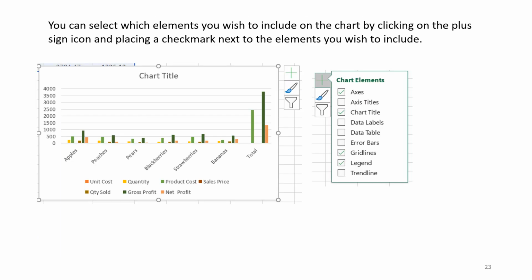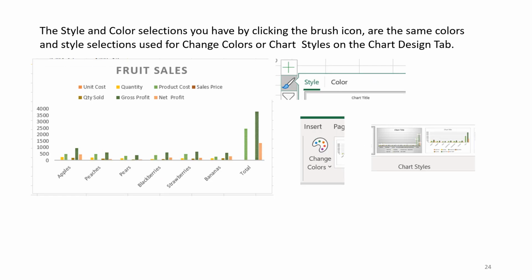You can select which elements you wish to include on the chart by clicking on the plus sign and placing a check mark next to the elements you wish to include. The style and color selections you have by clicking on the brush icon are the same colors and style selections used for Change Colors or Chart Styles on the Chart Design tab.